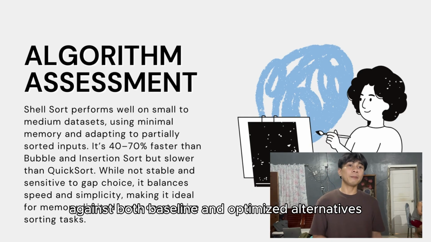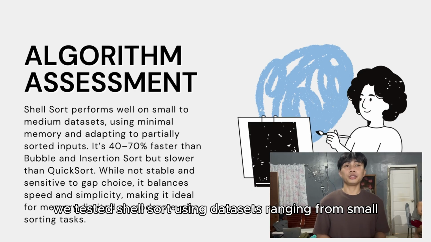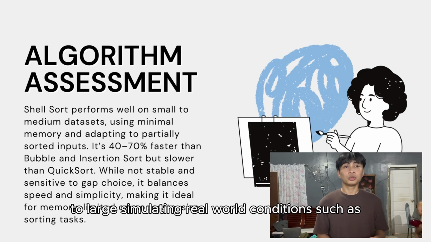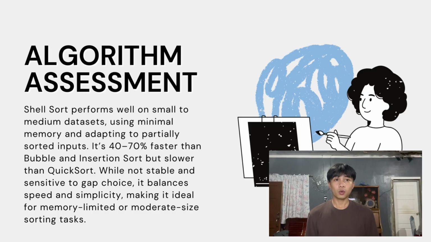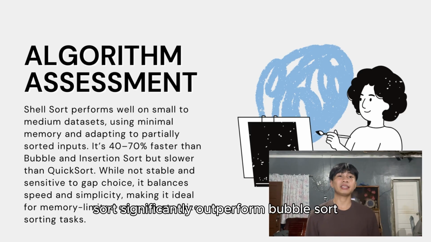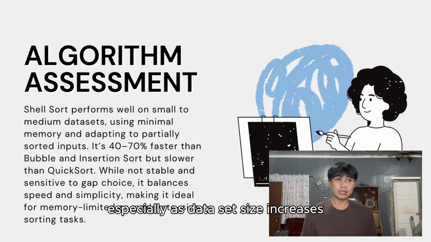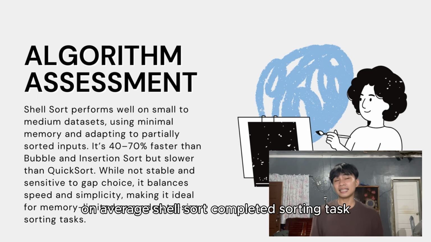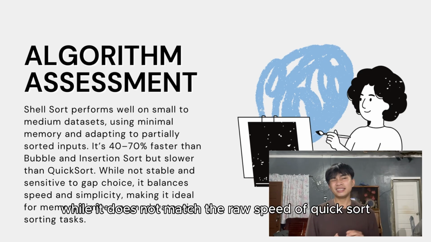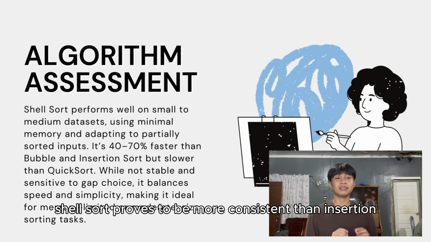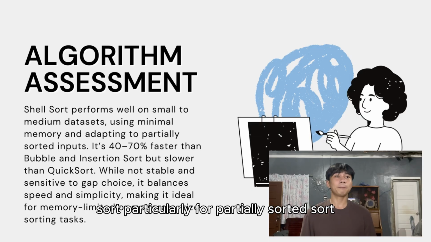This allows us to gauge its real-world performance against both baseline and optimized alternatives. We tested shell sort using datasets ranging from small to large, simulating real-world conditions such as sorting user scores, sales numbers, or timestamps. Quantitative results show that shell sort significantly outperforms bubble sort and insertion sort, especially as dataset size increases. On average, shell sort completed sorting tasks around 40 to 70% faster than bubble sort on medium datasets. While it does not match the raw speed of quick sort, shell sort proves to be more consistent than insertion sort, particularly for partially sorted data.